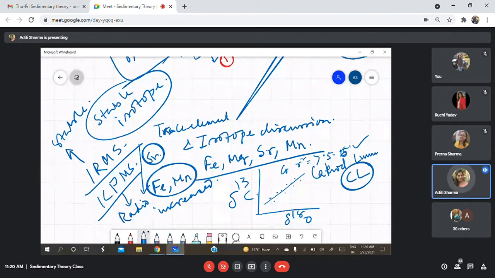But if they do not follow, and the R square value is less than 0.5, say 0.3 or 0.4, that means the carbonate is still preserving its original character. This is a very common diagram that people always follow. And once that is followed, you can use that carbon isotope data or oxygen isotope data for any kind of chemostratigraphic work.